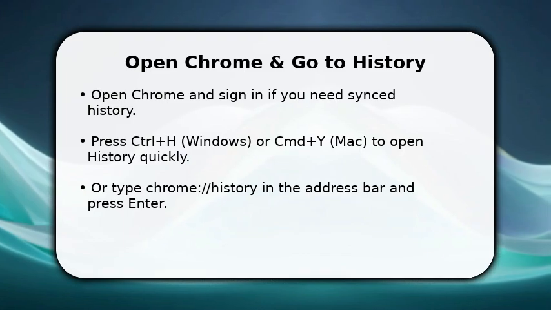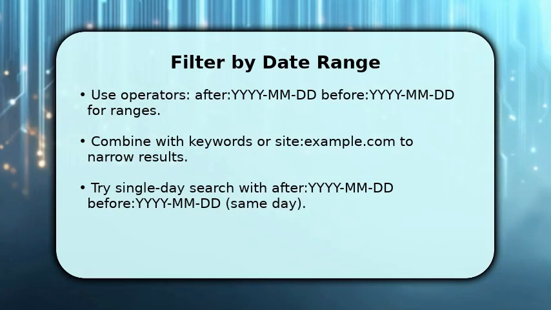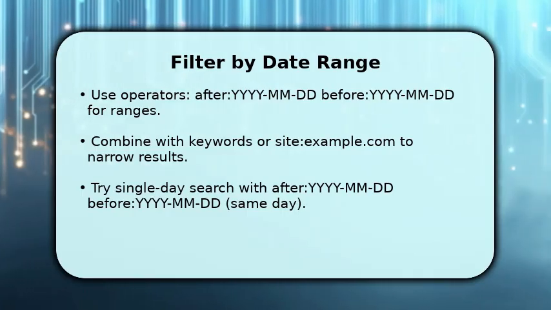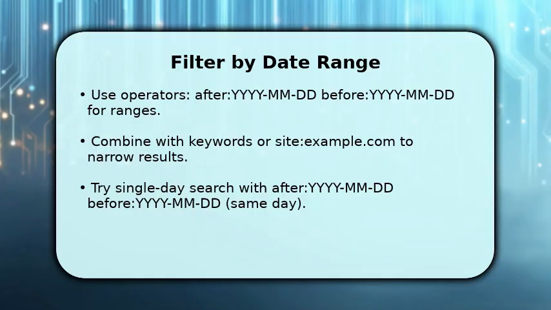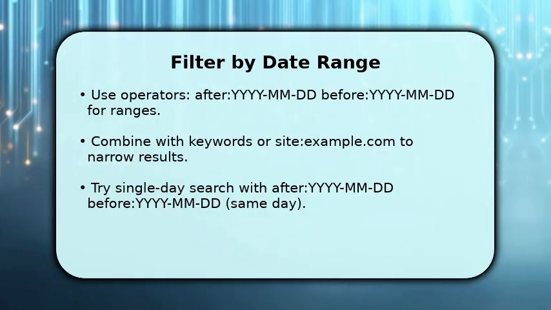Now type the date operators into the History search box. After: yyyy-mm-dd, before: yyyy-mm-dd, and press Enter. This returns items strictly after the first date and before the second, so adjust boundaries to include your target day.